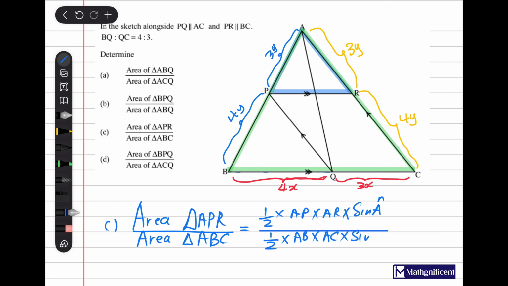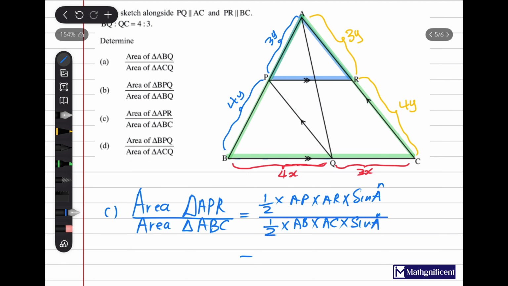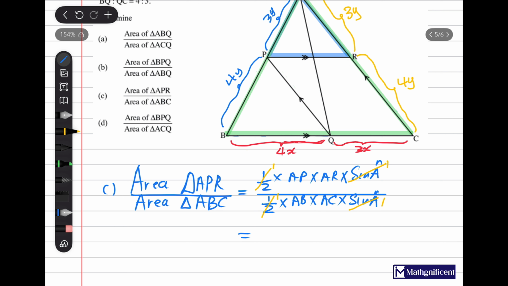Then we use the sine rule, relative to the area rule. What are we going to have there? We are going to have sine A. Then what's going to happen? One half divided by one half gives us 1. Then sine A divided by sine A gives us 1. Alright, so now we are left with AP times AR all over AB times AC.